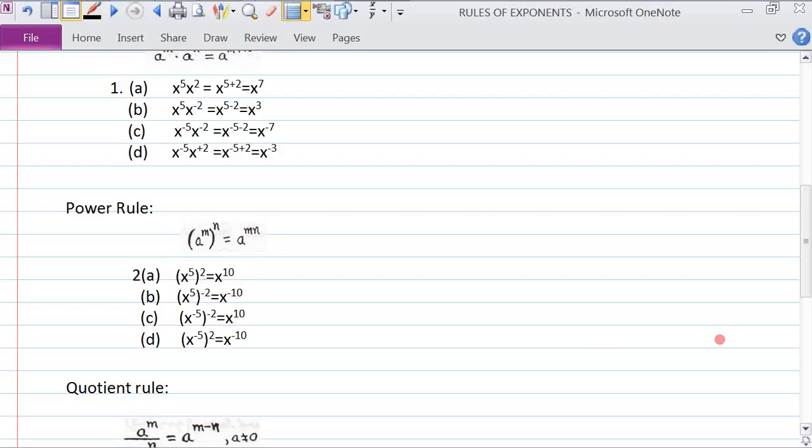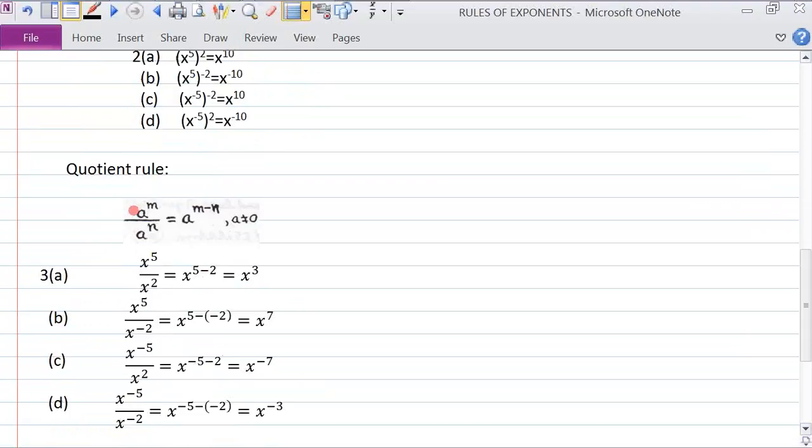Okay, so 5 times 2 is 10. 5 times minus 2 is minus 10. Minus 5 times minus 2 is plus 10. And minus 5 times plus 2 is minus 10. So the rules here are the same as obviously for the rules of the multiplication. If the two m and n have the same sign, the answer is always plus. If m and n have different signs, then the answer is always negative.